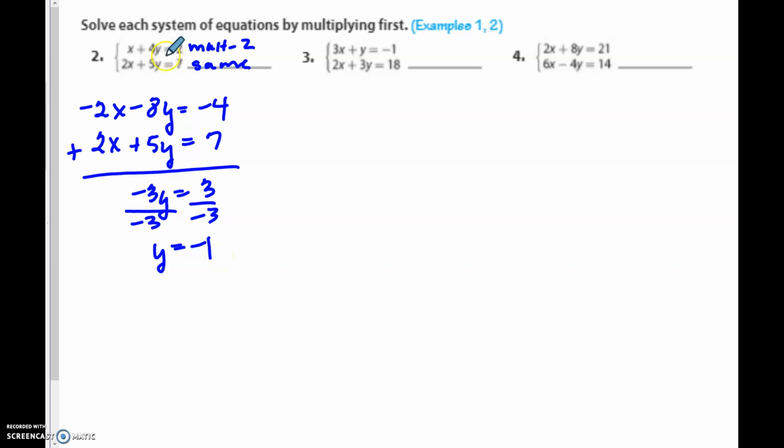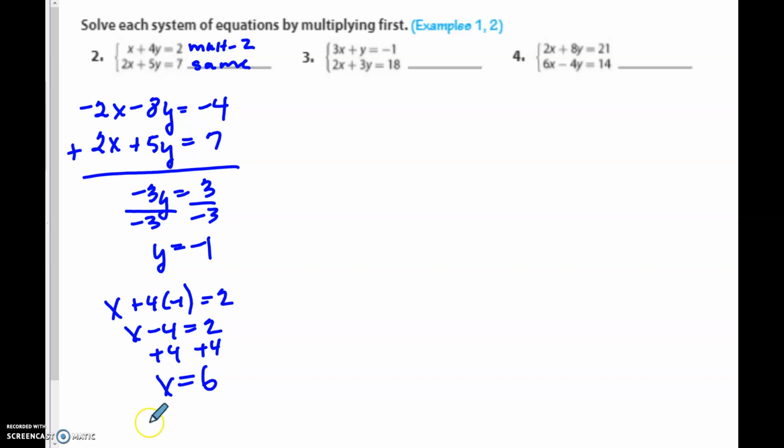All right, now I'm going to go put that in. I'm going to just plug it into this first equation. So x plus 4 times -1 equals 2. So x minus 4 equals 2. Add 4, so x equals 6. So the solution here is going to be 6, -1.